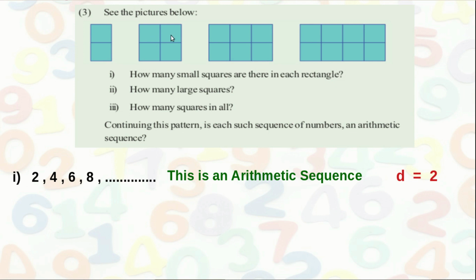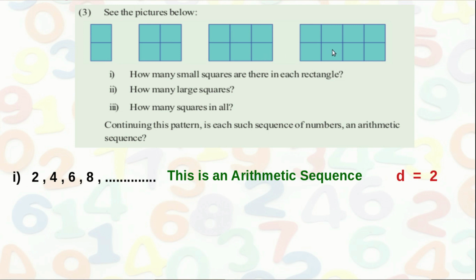Second figure, you have 4 small squares making a large square. Therefore, you have 1 large square in the second figure. The third one, first 2 columns make a large square. Second and third column make another large square. That means you have 2 squares in the third figure.